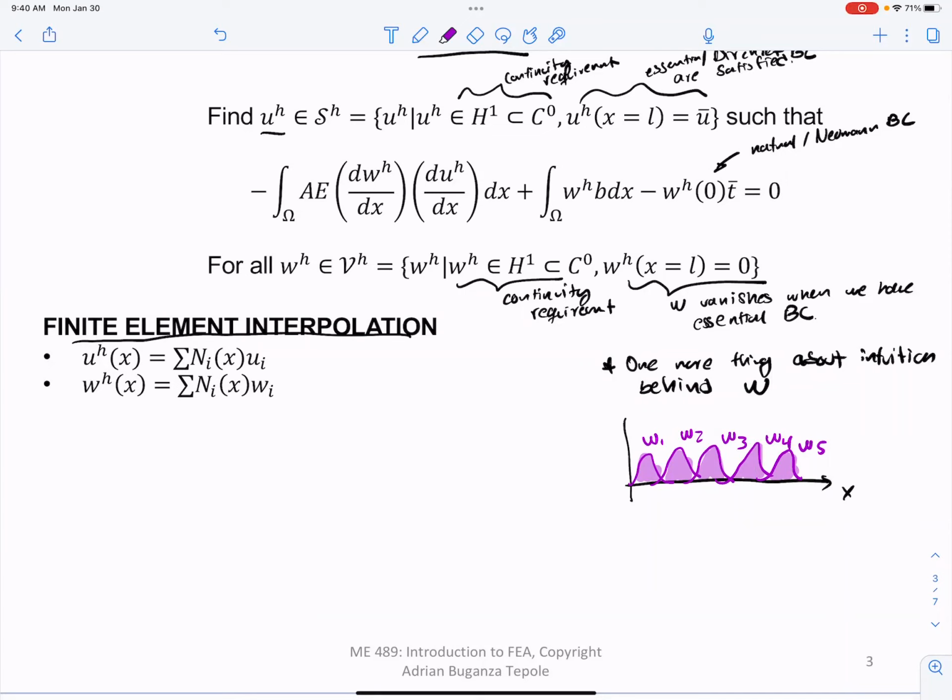Instead of saying, I need to satisfy the PDE for every single point, what I'm saying is for every W, I'm gonna calculate the average error associated to that region that the W is picking up. And then I just want the average error for each of these W's to be 0. That's what the W's are doing. So basically, an equation per W such that the average error for each region defined by W is 0.